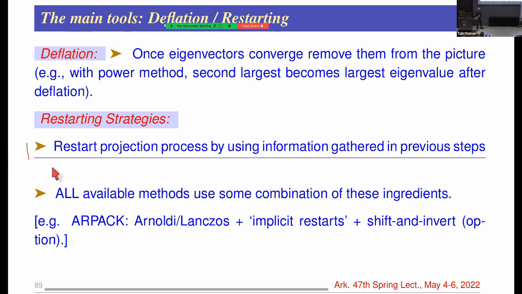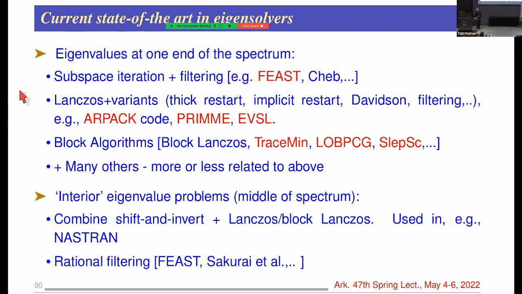So all packages that you will encounter will combine, one way or another, these tools that I just briefly discussed here. So these are some of the available software packages you will find these days. IRPAC is an older one now. It's actually often used as a benchmark because it's fairly well known and has been around for a while. But you have things like FEAST, filtering, you have PRIMME, you have ARPACK, EVSL. There's a lot of these codes in here.